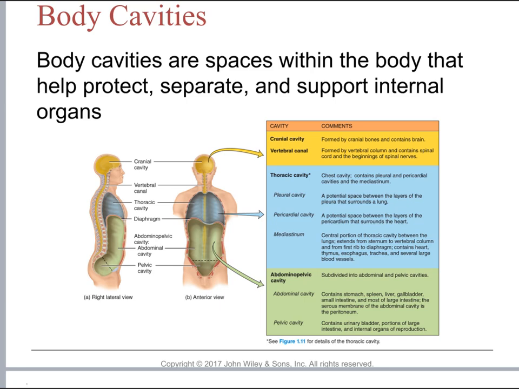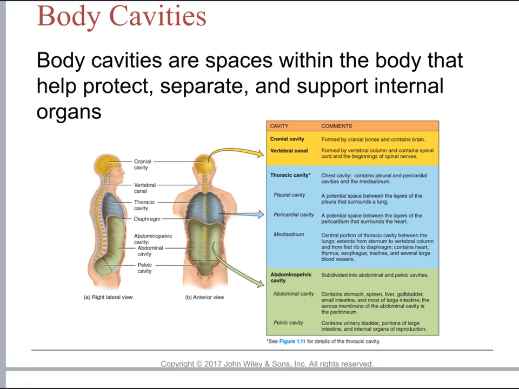The next cavity inferior to that is the thoracic cavity. This is our chest cavity. It contains the pleural and pericardial cavities and the mediastinum. So you're hearing words like pleura or pericardial cavities, right? We're talking about serous membranes that we will deal with in a little bit. So our pleural cavity is a potential space between the layers of the pleura that surround the lungs. The pericardial cavity is a potential space between the layers of the pericardium that surround the heart.